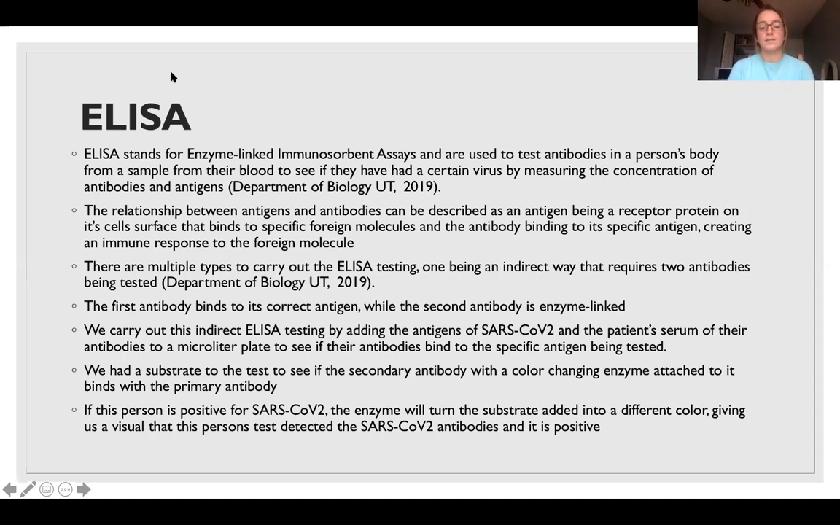So there are multiple types to carry out this type of ELISA testing. We will be focusing mostly on the indirect way, which requires two antibodies. The first one binds to its correct antigen, which is placed, and the second antibody is enzyme linked. So we carry out this testing by adding the antigens of SARS-CoV-2 to a plate, like a microtiter plate, and we add the patient's serum.